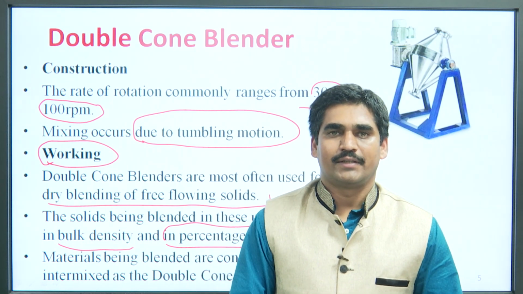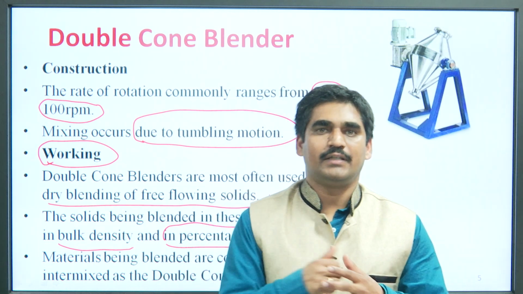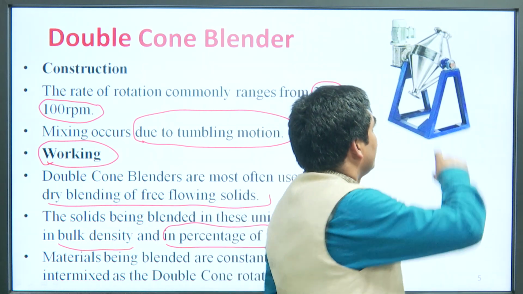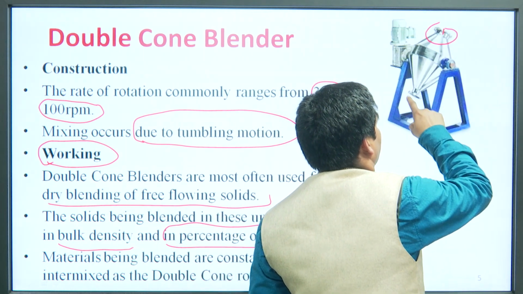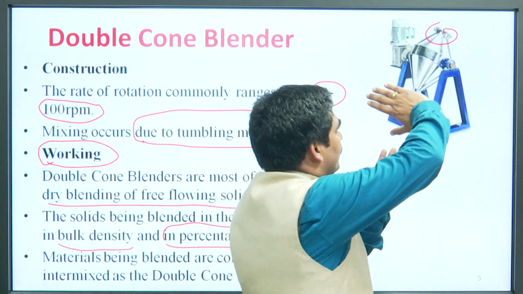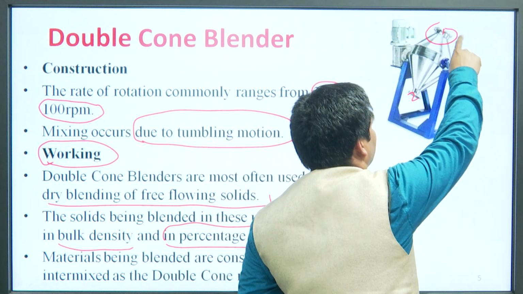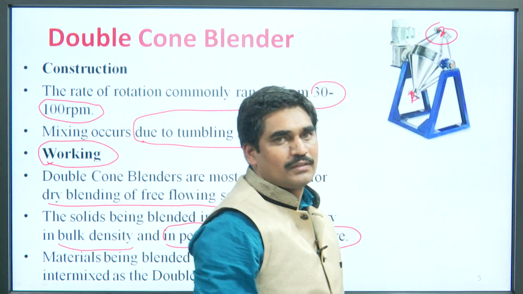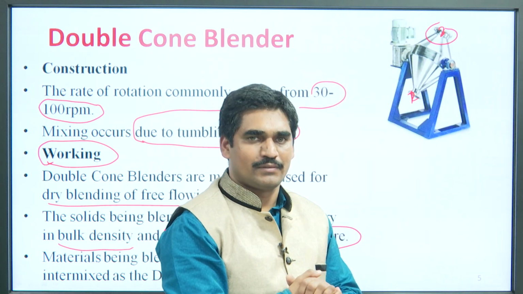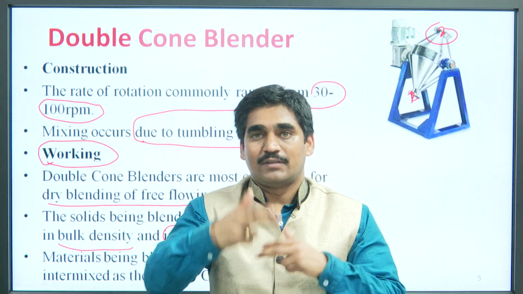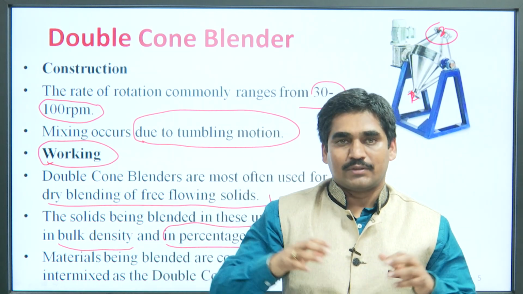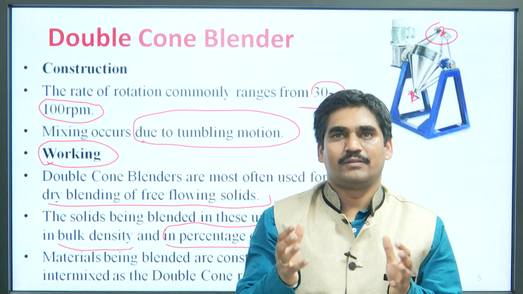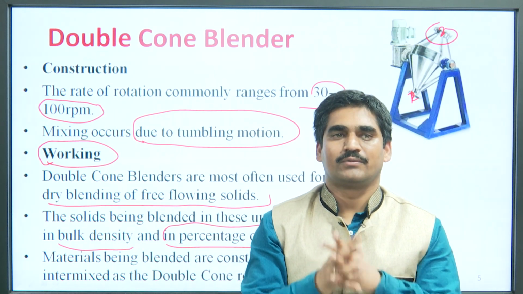Materials which are blended are constantly intermixed as the double cone rotates. As you see in the diagram, this is the first cone, this is the second cone. After one rotation, this one comes to this point and the second reaches this point. Similarly, this type of movement continuously goes on, so the double cone is rotating. In this way, due to rotation of these cones, the materials kept in this are intermixed with each other.